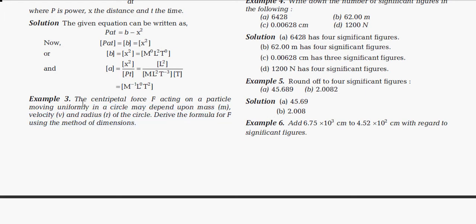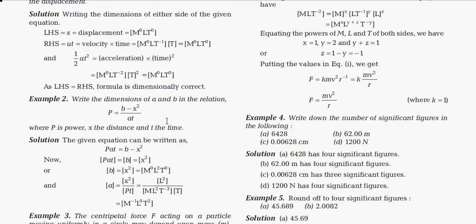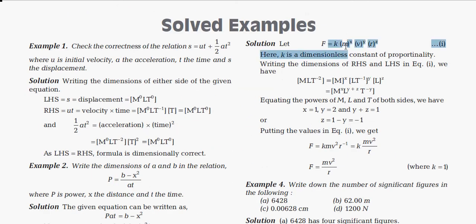Let's check the next problem. This question is taken from the NCERT. The centripetal force acting on a particle moving uniformly depends upon mass, velocity and radius. Derive the formula. As you know, F is directly proportional to mass according to the question, as well as the velocity and the radius, but they have not given the powers. We need to find the exact formula. Let's take mass raised to power x, v raised to power y, and r raised to power z.